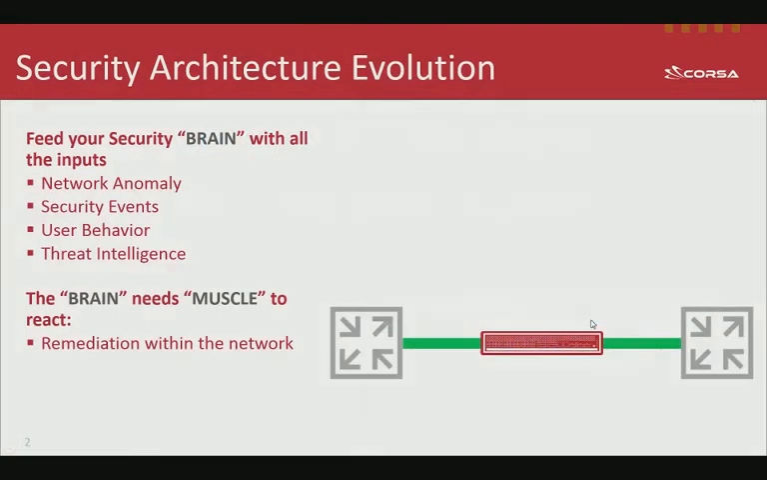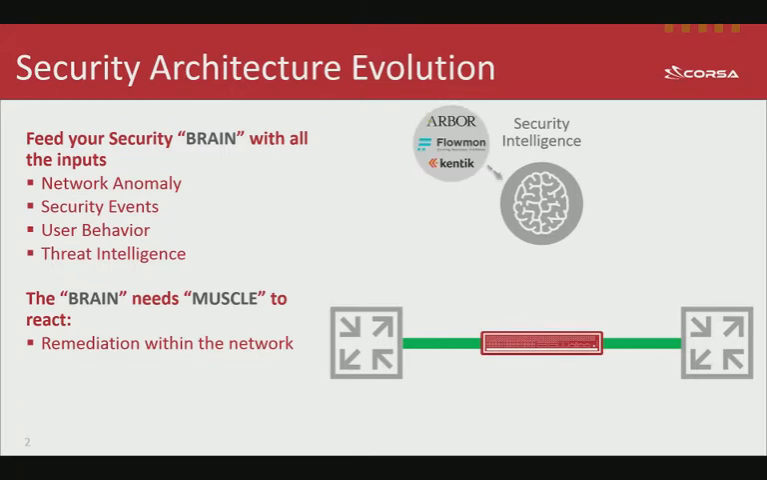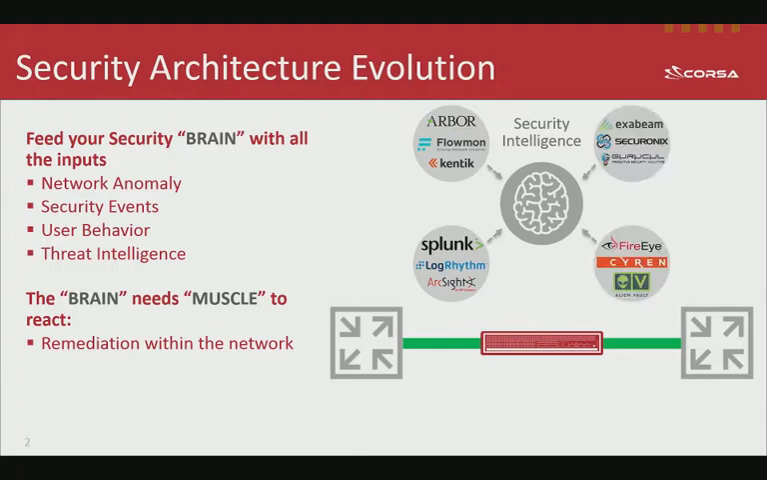In your security architecture, you have a centralized system that aggregates all your security intelligence. We call it the brain. The security brain aggregates all the sensory inputs from all other security systems, such as network anomaly detection, security events, user and endpoint behavior, threat intelligence, and many others. Once the brain has determined that there is an attack or some other security incident, it needs the ability to respond to it within the network.